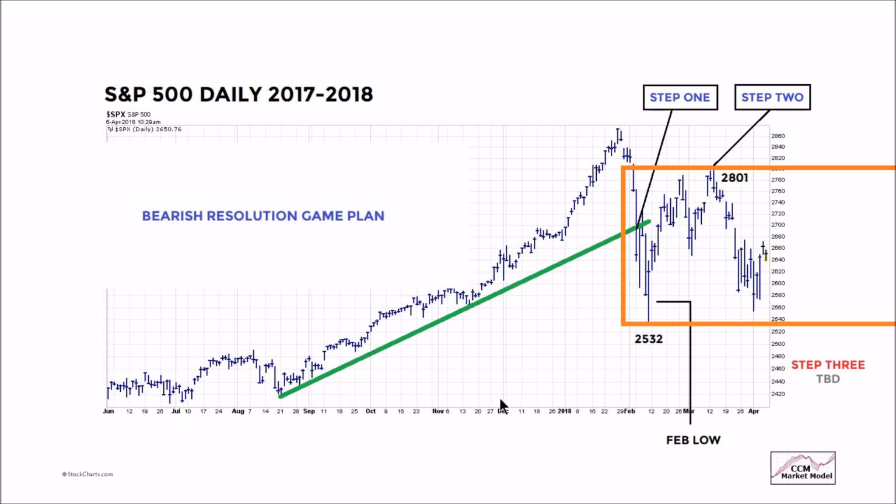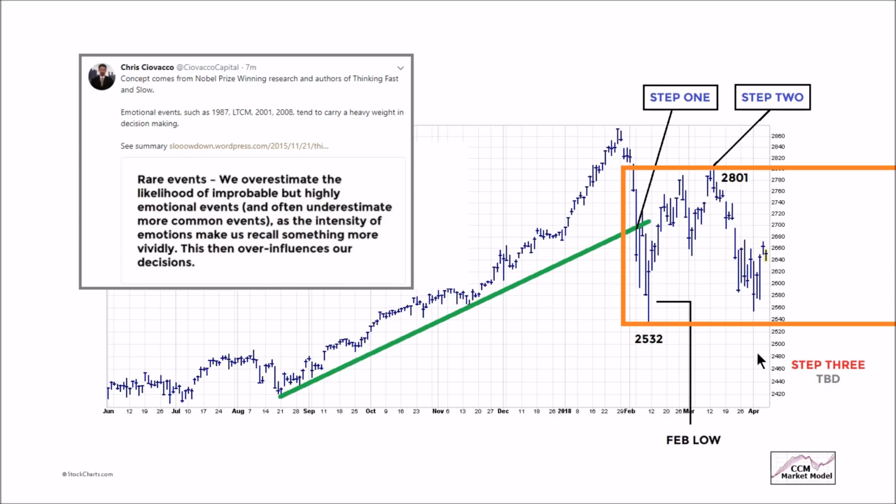One of the reasons why human psychology is so important in the markets is we all tend to make the same mistakes over and over. We are all susceptible to making them, including yours truly. Therefore, if price decides to move into this area here, even if it's for a short period of time, it is going to be a high anxiety event for most market participants, and that is understandable. And at that point, we should remain flexible and open-minded to all outcomes, really, really bad outcomes, and much better than expected outcomes. Why? Human beings tend to overestimate the likelihood of improbable but highly emotional events, as the intensity of emotions make us recall something more vividly.